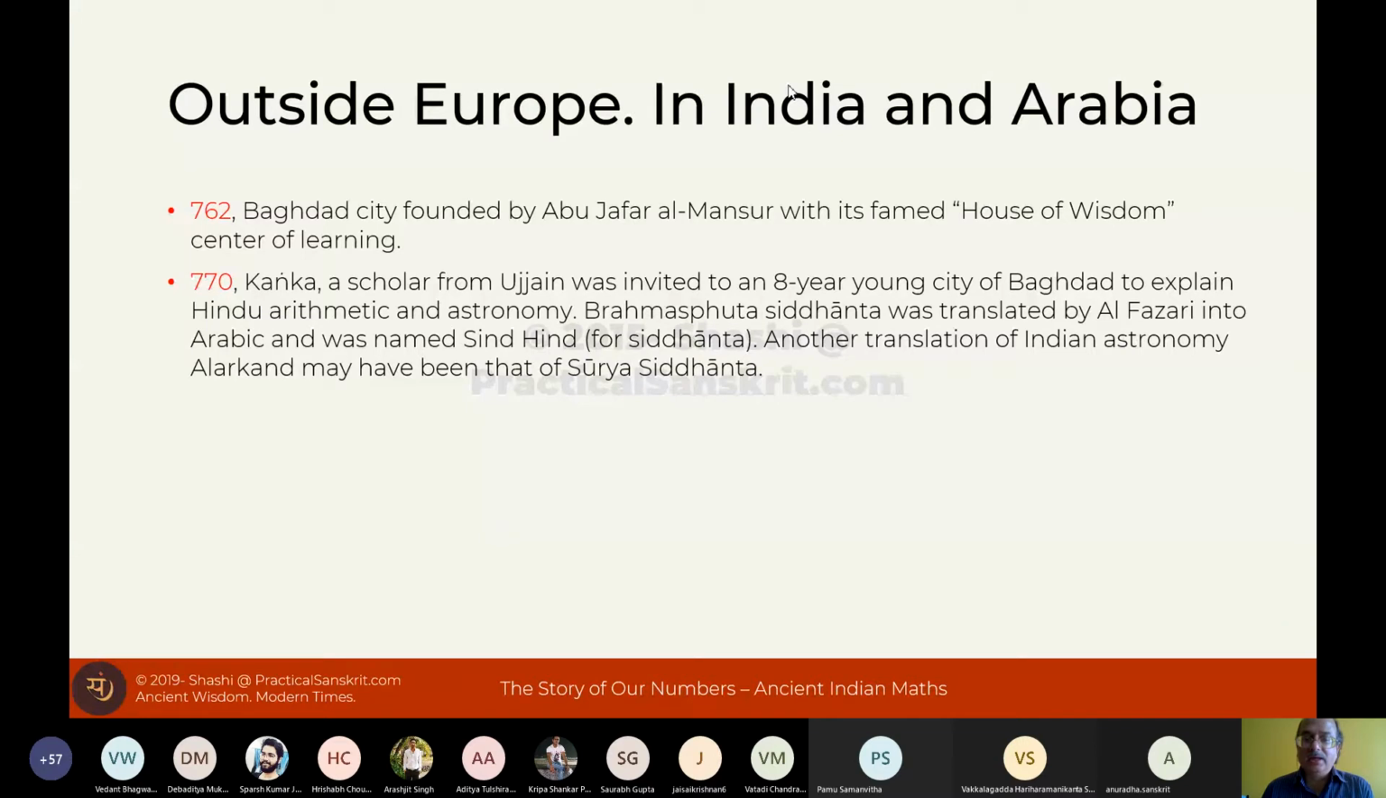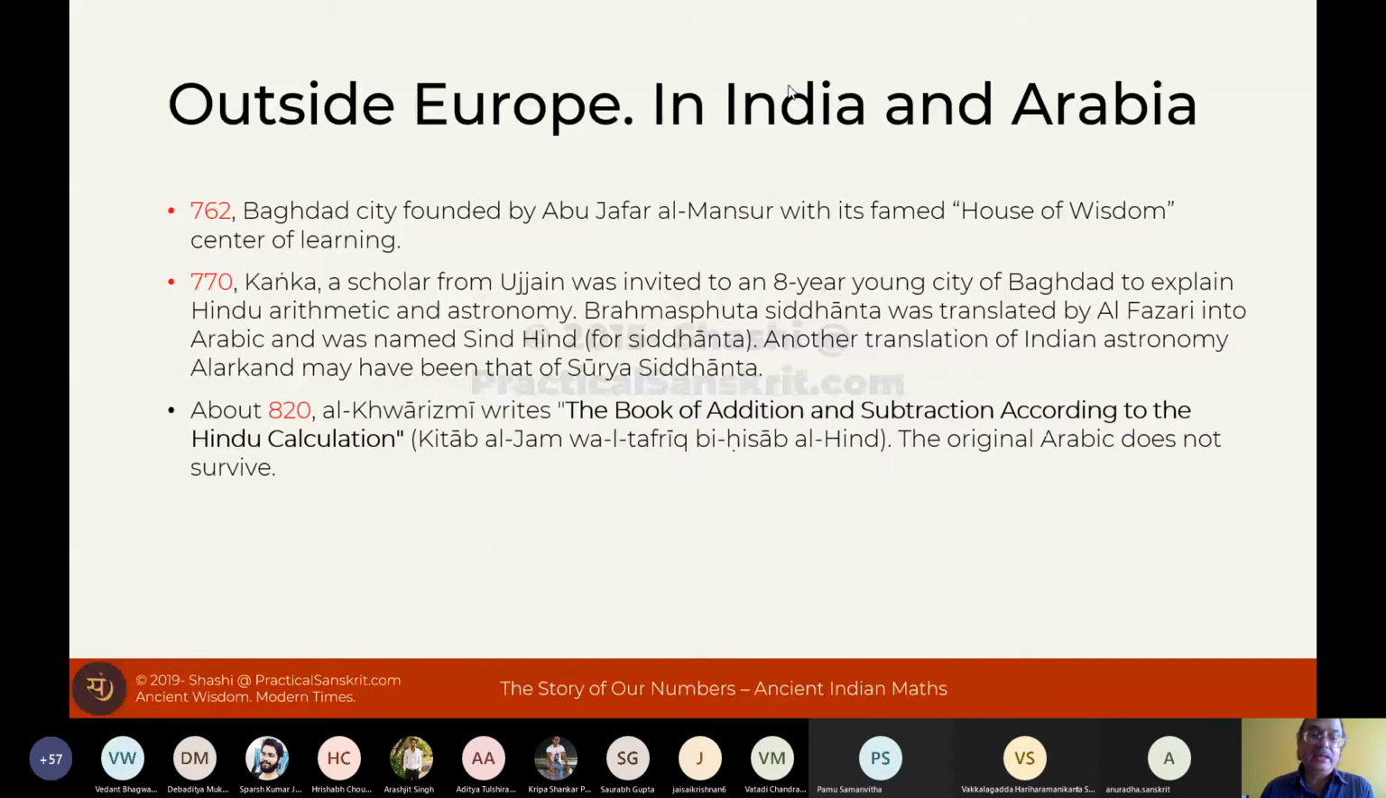Brahma Sphuta Siddhanta was translated into Arabic and named Sindhind. Siddhanta became Sind. And another translation of Indian astronomy, Alarkand, Alark is the sun, was also translated from Surya Siddhanta. About 820, Al-Khwarizmi writes the book of addition and subtraction according to the Hindu calculation. Obviously we don't have the original Arabic, but there are translations available which refer to this book.